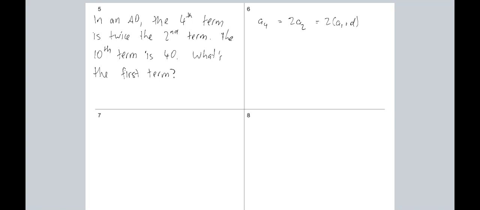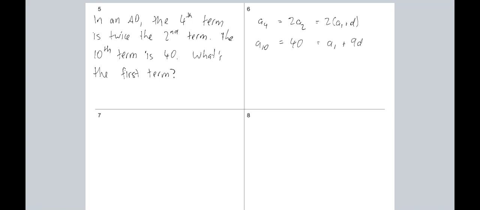What else do I know? Well, I was given a fact about A10. So A10 is equal to 40. I know that, so I was told that. But I also know from the general form that A10 also equals, can anyone say? You can just yell it out this time, don't need to raise your hand. Go, keep going. Yep.